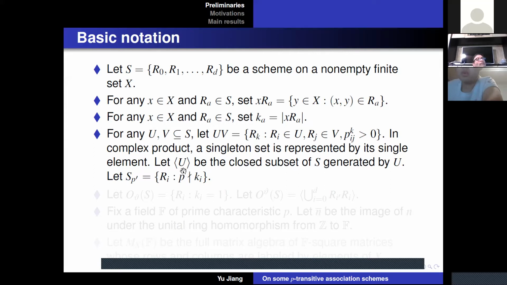Here, we use this notation to denote the closed subset of S generated by the set U. Let S_{p'} be the collection of all relations whose valencies are not divisible by p. Here, p is a prime.